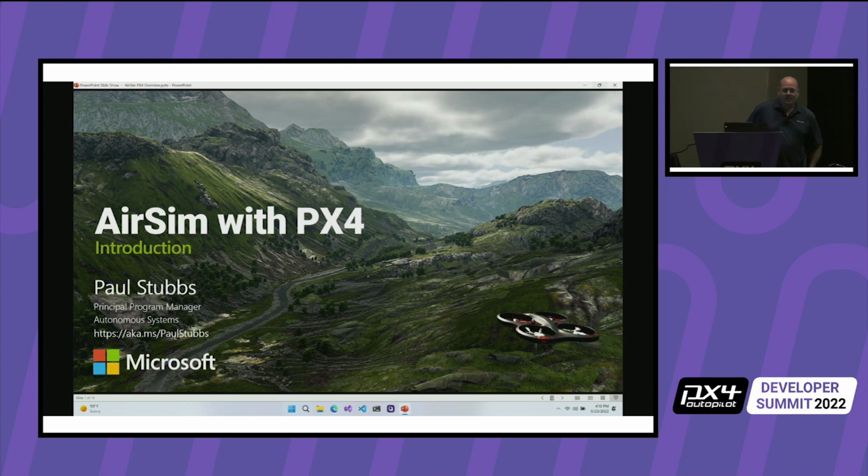My name is Paul Stubbs. I'm a program manager at Microsoft. I've worked at Microsoft a long time, and I've been working recently on AI and Microsoft AI, and recently on starting autonomous systems.